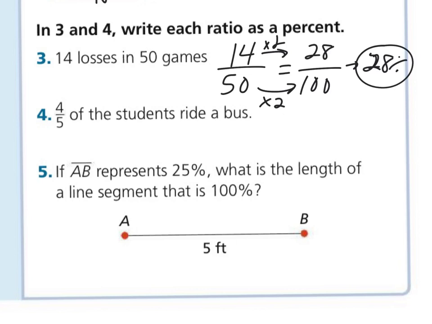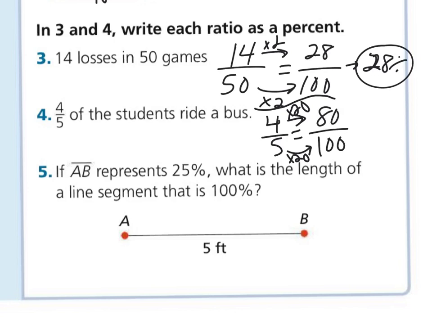Number 4, 4/5 of the students ride a bus. So 4 out of 5. We're trying to find how many out of 100. So that way we need to multiply by 20. If you're not sure what to multiply by here, if you do 100 divided by 5, that'll tell you what you need to multiply by. So 4 times 20 is 80. That's 80 out of 100, which means 80%.